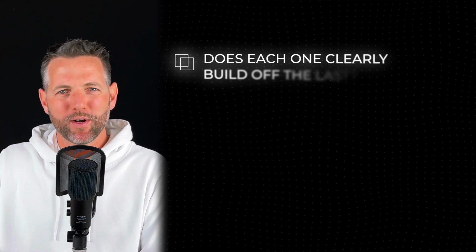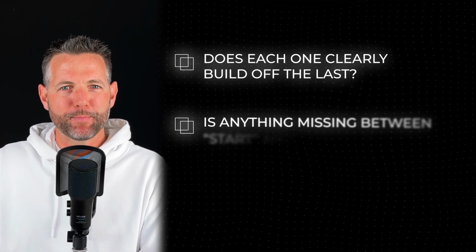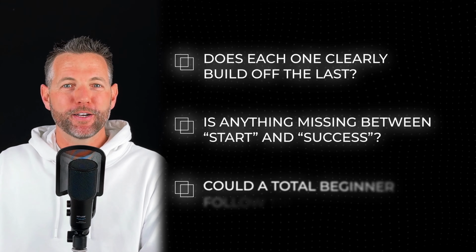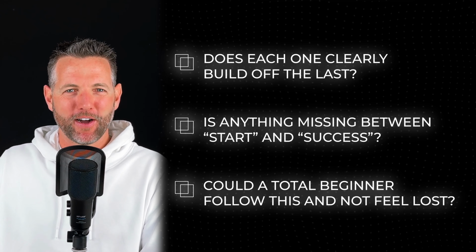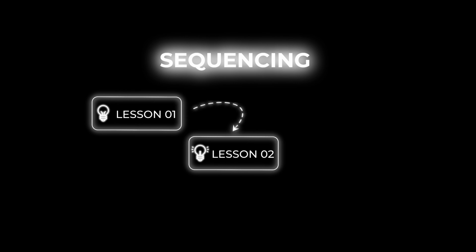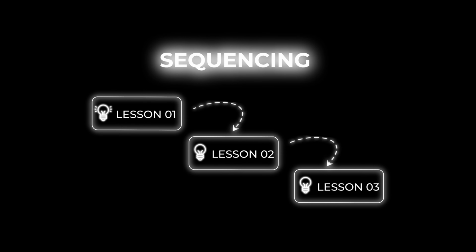For now, just label the phases and ask yourself, does each one clearly build off the last? Is anything missing between start and success? Could a total beginner follow this and not feel lost? Once your phases or modules are solid, you're ready to move into sequencing, which is where you'll come up with individual lessons for your course.